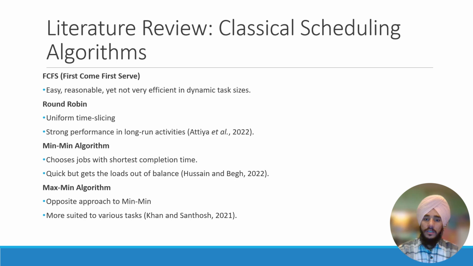Min-min chooses the task with the shortest time to complete, which gives fast scheduling. However, the load becomes unevenly distributed among virtual machines. The max-min and inverse strategy is generally more efficient when the workloads are diverse and heterogeneous. Dynamic cloud workloads are not served well by the classical algorithms, though they can be used to offer useful baselines as well.